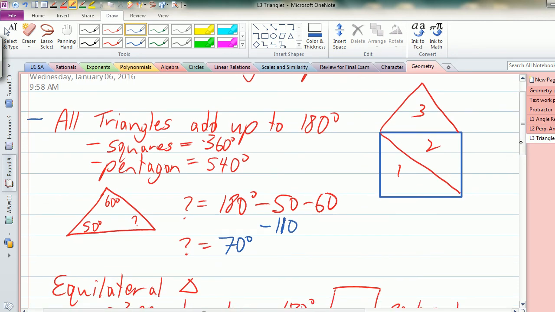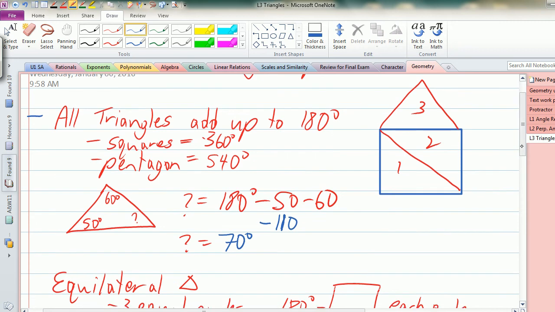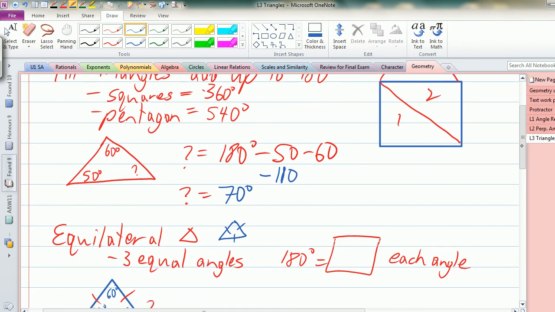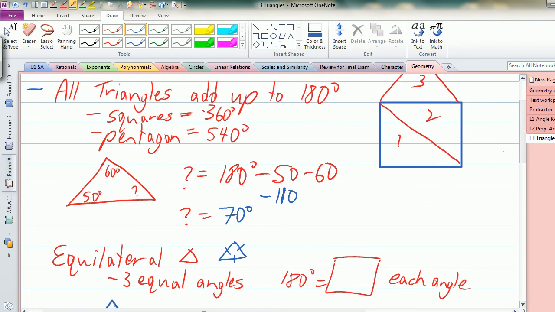Equilateral triangles are special because they have 3 equal angles as well as 3 equal sides. So if we have an equilateral triangle, we can take the total sum, 180, and what will we do to divide into 3 equal parts?